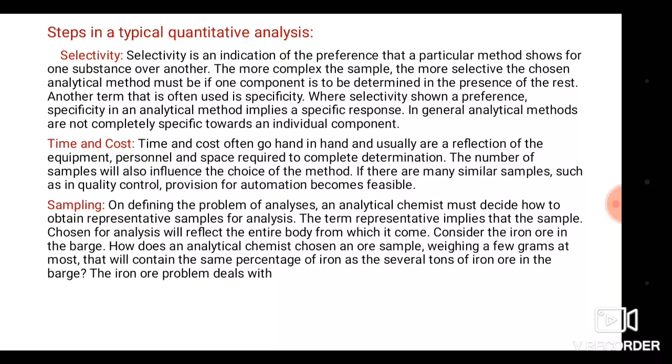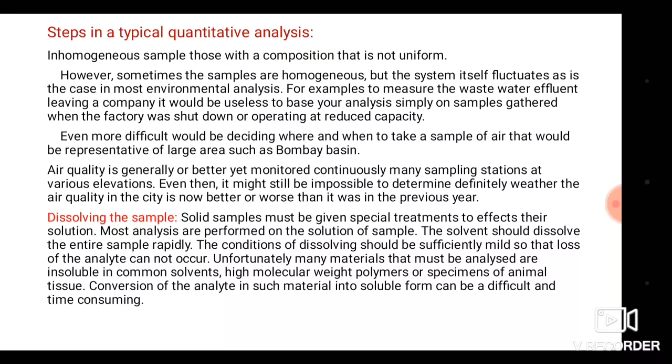Consider the iron ore in the batch. How does an analytical chemist choose an ore sample weighing a few grams at most that will contain the same percentage of iron as the several tons of iron ore in the batch? The example given is of how homogeneous the sample is. If we take the iron ore, hematite ore, from the batch, and take a pinch of ore, then it contains that amount of iron which is exactly the proportion in the tons of ore.